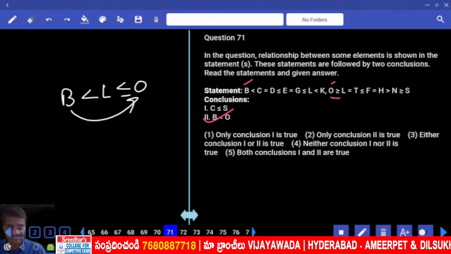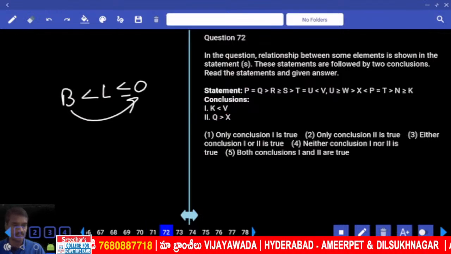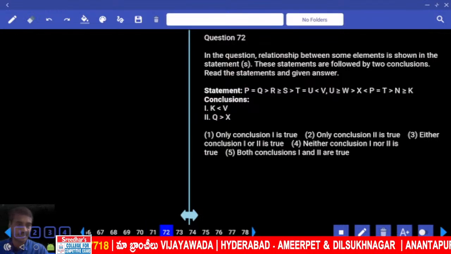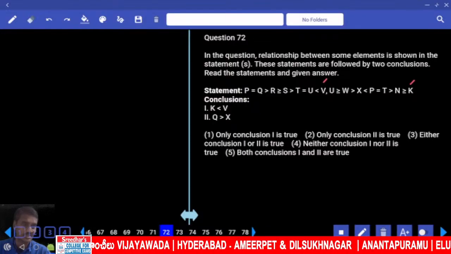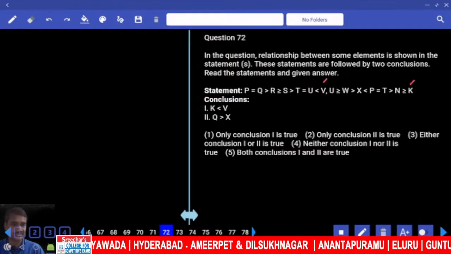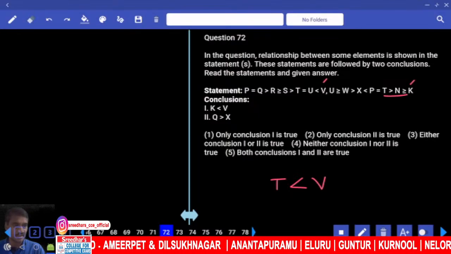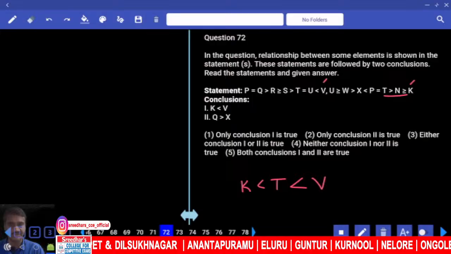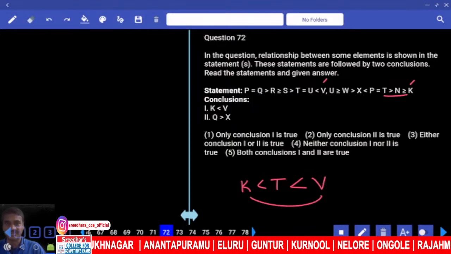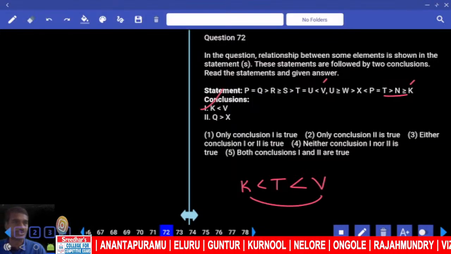Then question number 72. Now in this 72, the relation between K and V. Now V is here and K is here. Which element is common? T is common. Now T to V, T lesser than V. And T to K and T greater than K means K lesser than T. K lesser than T lesser than V, K lesser than V, definitely true, first one.